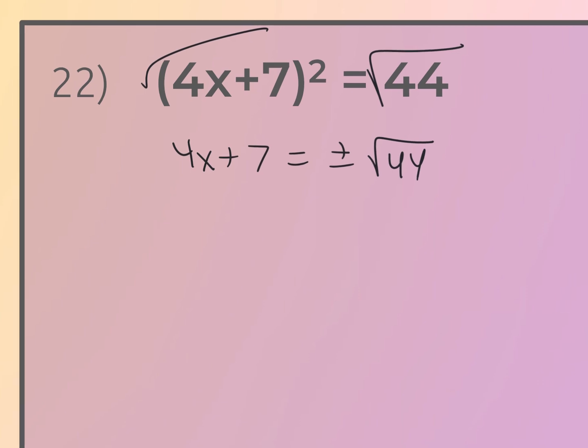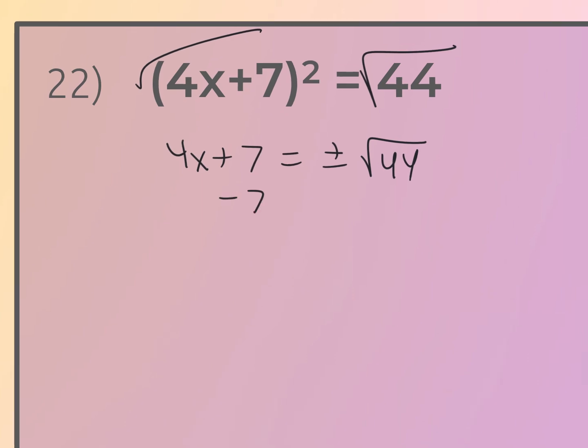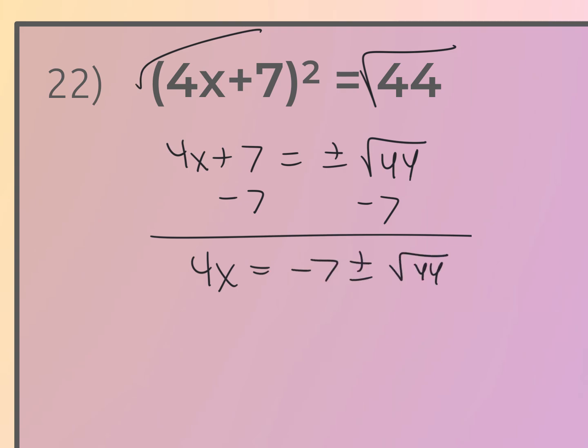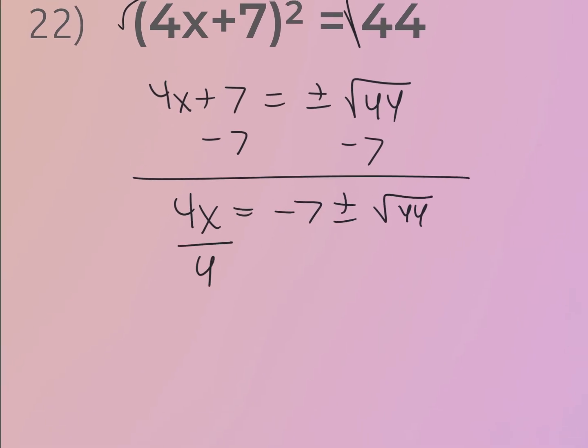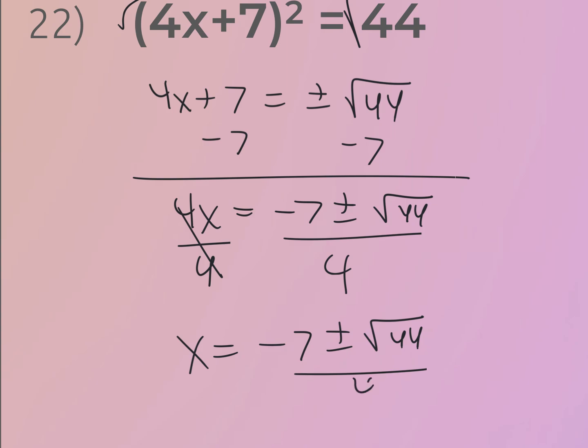So I'm going to do two things. What's the first thing I'm going to do? Subtract 7. So 4x equals negative 7 plus or minus root 44. And then what? Divide by 4. So x equals negative 7 plus or minus root 44 over 4.